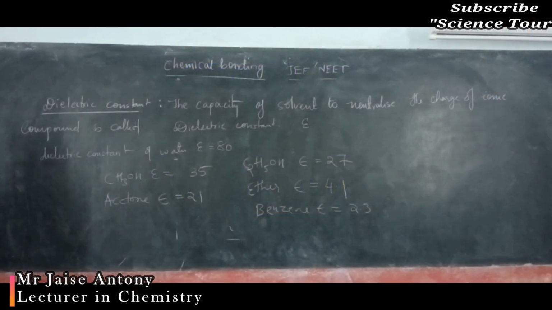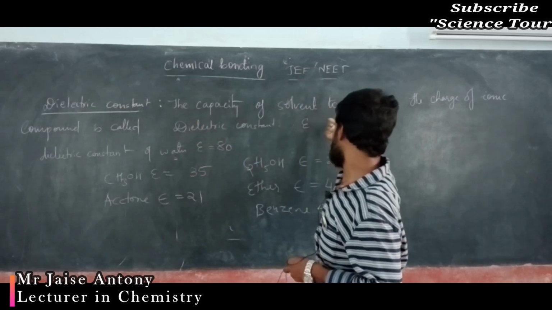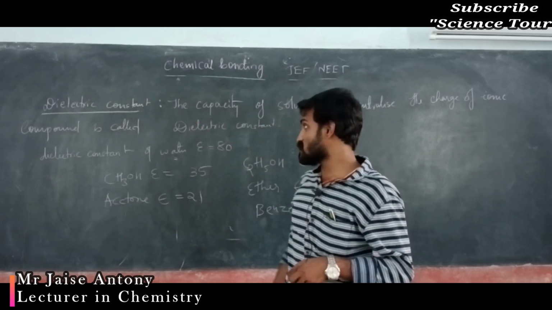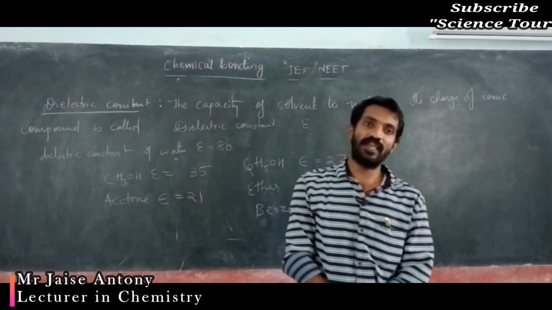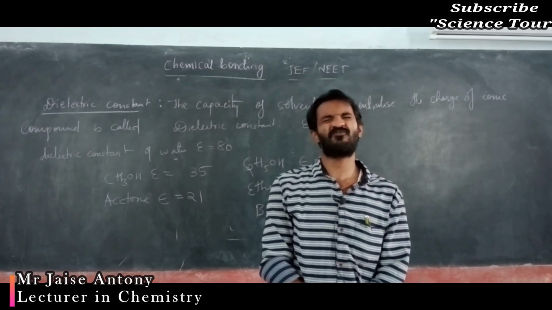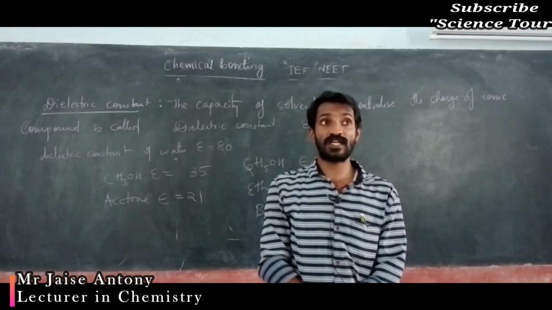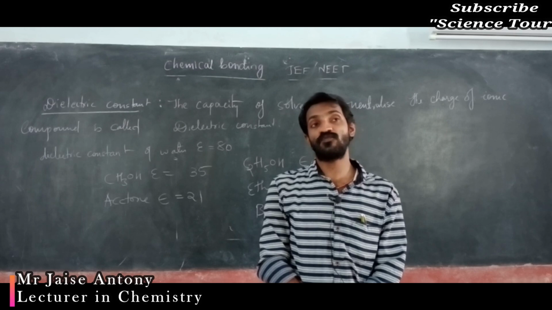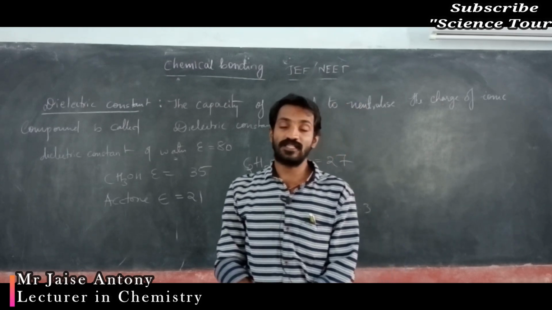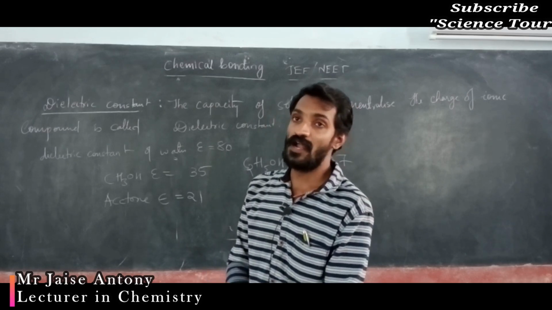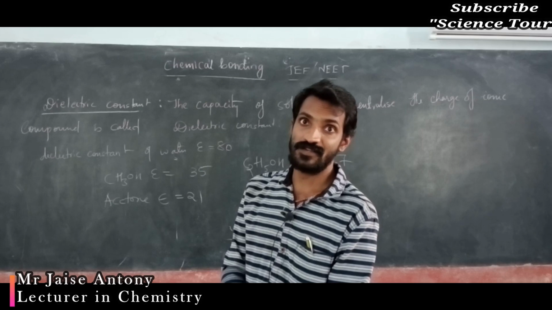My dear students, next we are going to study about dielectric constant. The capacity of a solvent to neutralize the charge of ionic compound is called dielectric constant. When we add sodium chloride to water, Na+ and Cl- get neutralized by water containing O- and H+. The charge of Na+ and Cl- will be neutralized by water.